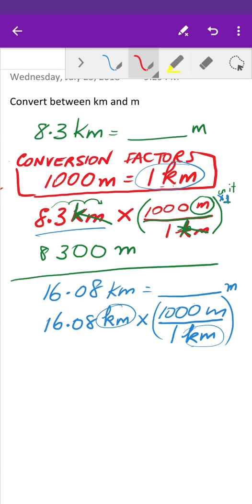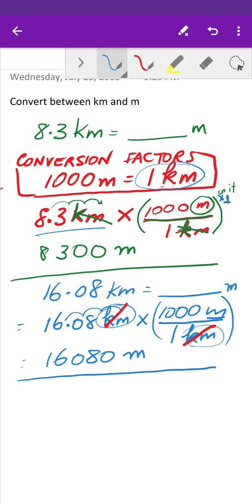But we can cancel the kilometres. And we can then say that 16.08 times 1,000 divided by 1 will get 16,080, and the surviving unit is metres. And there we have a beautiful conversion factor for kilometres and metres.